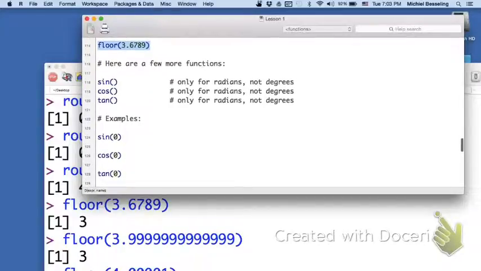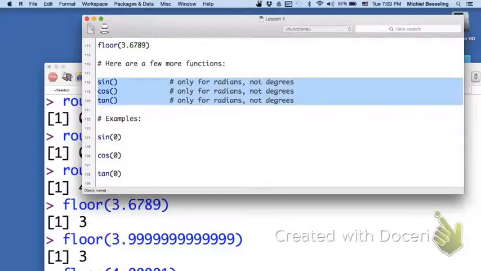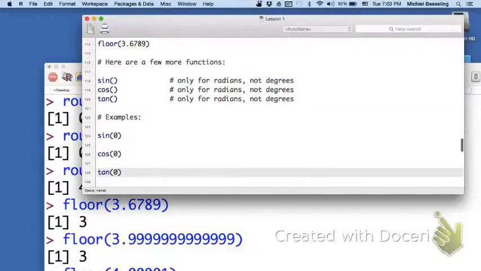So for you trig fans out here, we don't have to do any of this in our statistics class, but we have sines, cosines, and tangents too, if you're interested.